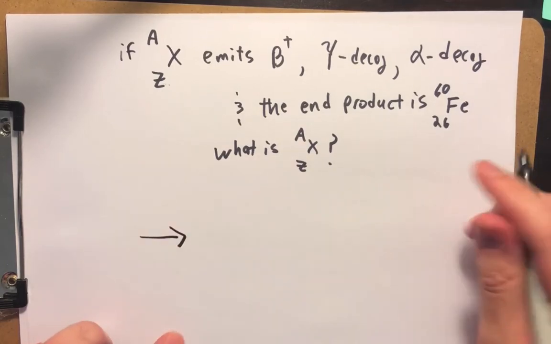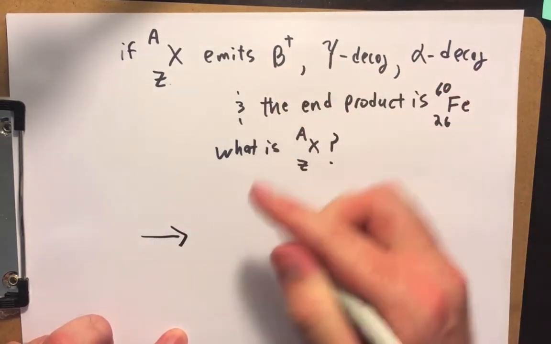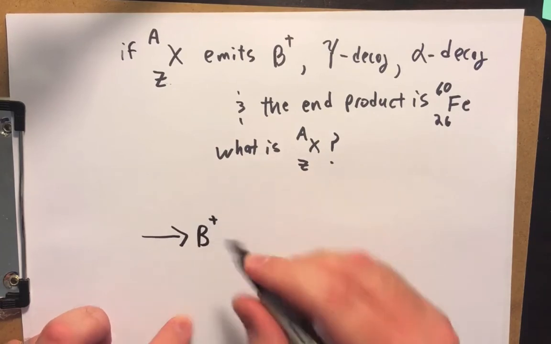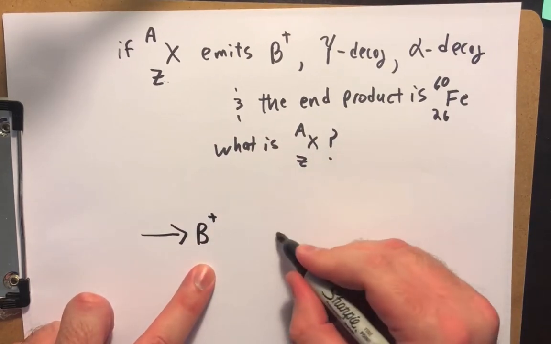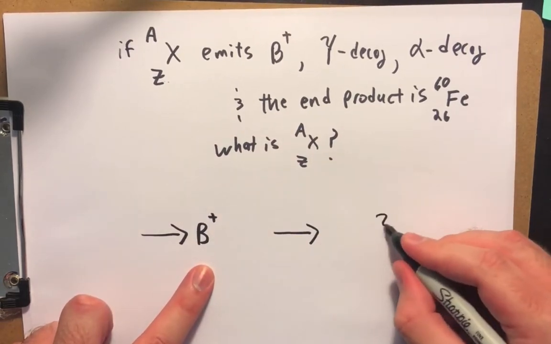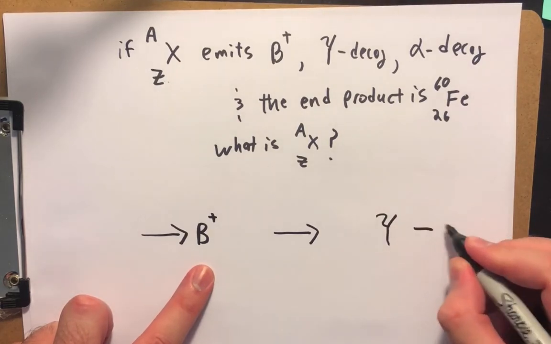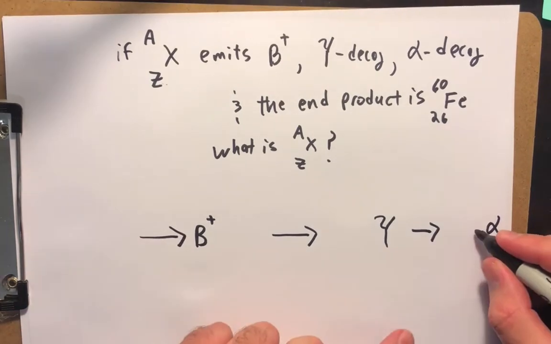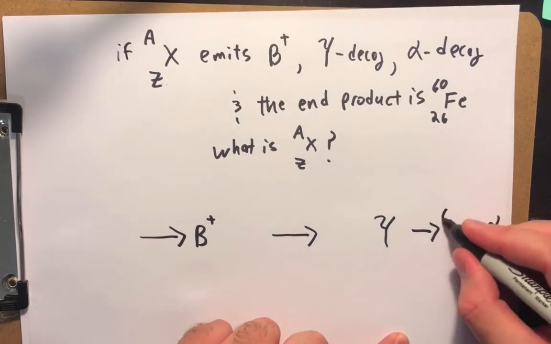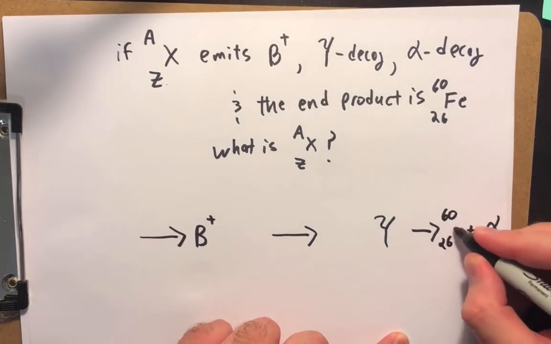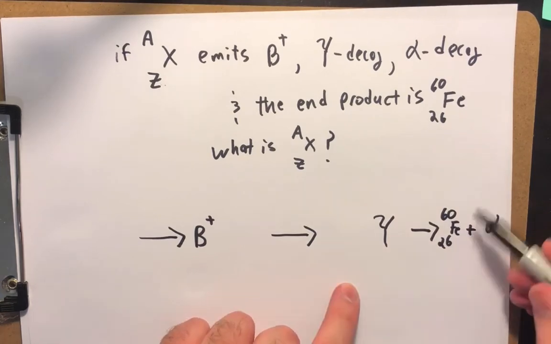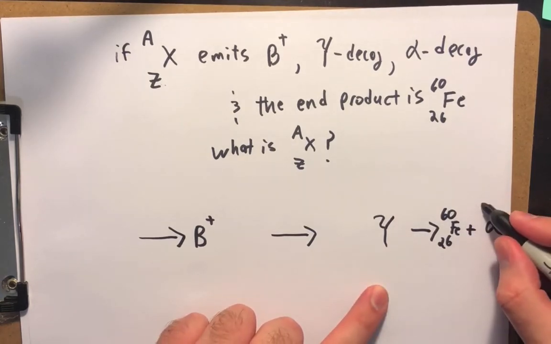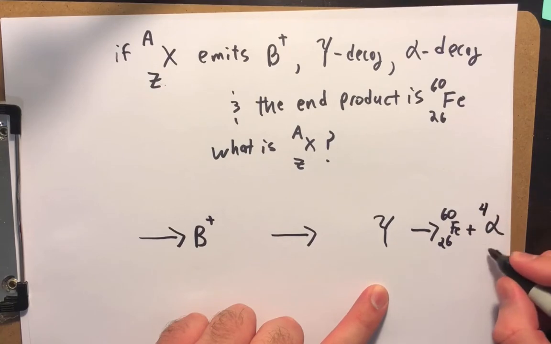Start off by looking at, okay, what are the processes that we'd have here? We had beta decay with a positron at this point. We had gamma decay, and then at the very end we had an alpha particle being released. At the end of that, we also had iron, which was 60, 26. Hopefully you can see that. This was 60, 26, and I know that an alpha particle, I'll just go ahead and write it up here, is 4 and 2.